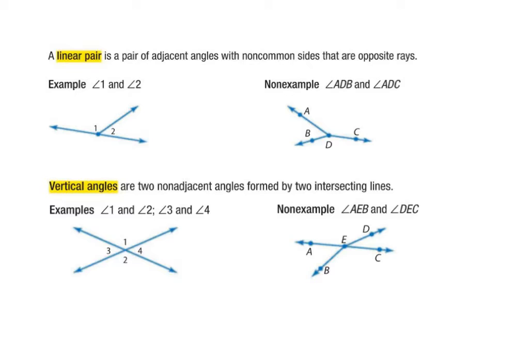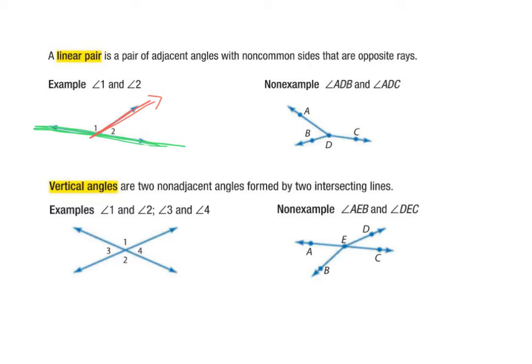Another type of special angle is a linear pair. So think of line for linear and pair for two. A linear pair is any two angles that form a straight line and have a common side. A linear pair has a special property, meaning that it forms a straight line, so the sum of the degrees will always be 180 degrees.